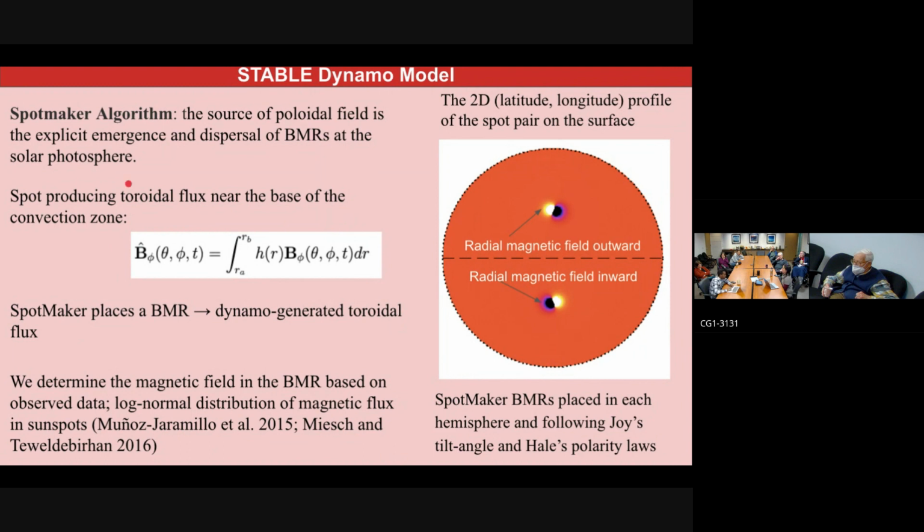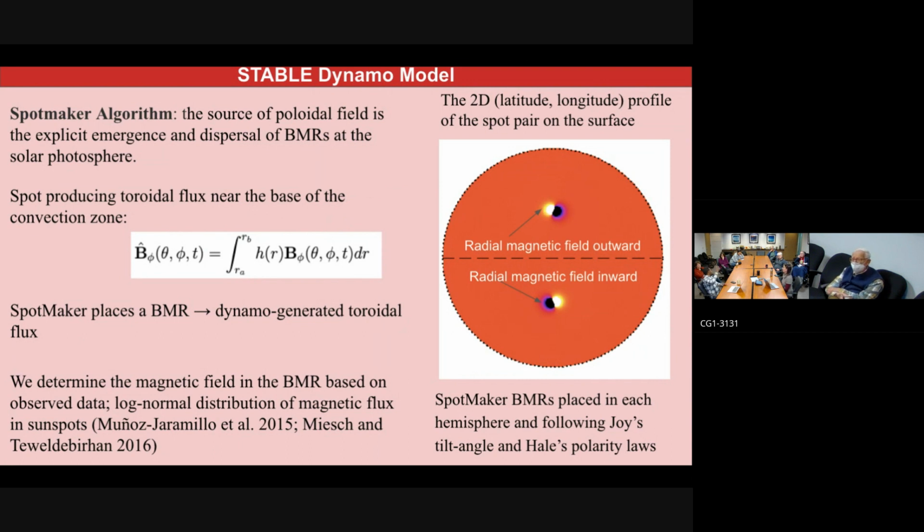Well, right. So this is the spot producing equation. Yeah. But it is not connected. This is at the base of the convection zone, but it's not connected to the surface. Simply, when the magnetic field at the base of the convection zone crosses the threshold value, we simply place spots at the surface, and we can impose a parameter to make it tilt in order to be consistent with the observation.